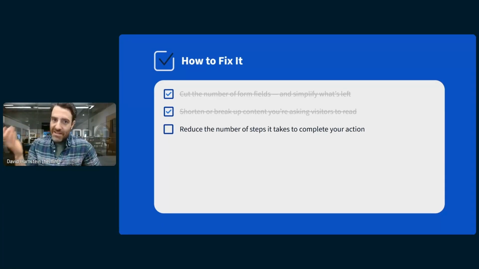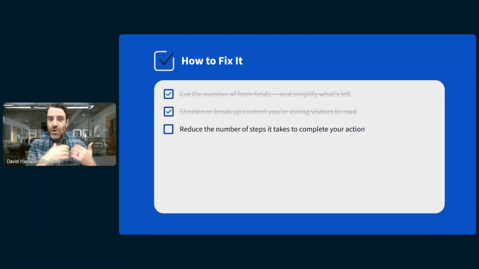You can also reduce the number of steps it takes to complete an action from start to finish. So let's say, for example, in order to apply for a scholarship, your visitors have to read a page of eligibility requirements and get details. They have to download a PDF. They have to find somewhere to print that PDF out. They have to fill it out. They have to mail it in. They have to actually drop it in the mail. Just to basically apply to be considered.